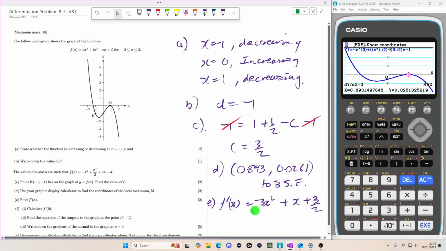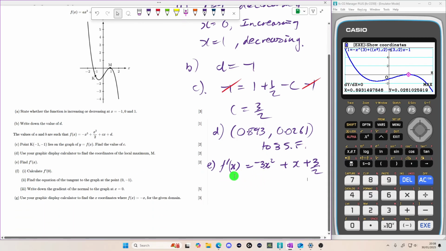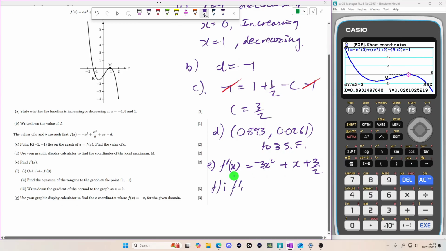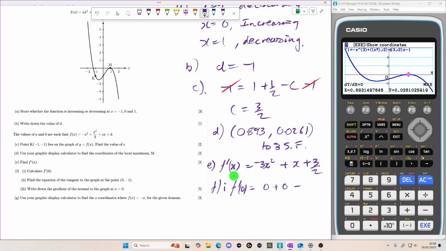Calculate f dash of 0. Well, all we need to do is put 0 into this. So we've got f dash of 0. That's going to equal 0 plus 0 plus 3 over 2. So the answer is 3 over 2.